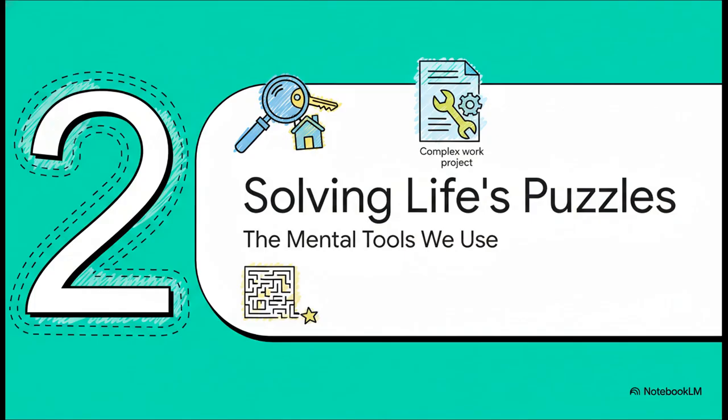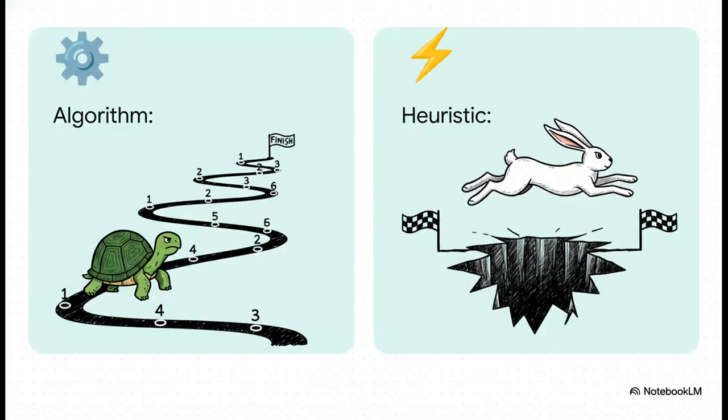Okay, so we've got a sense of how our minds organize information. Now let's talk about how we use that information to solve problems. Everything from finding your lost keys to figuring out a really tricky project at work. So, when you're facing a problem, you've basically got 2 main tools in your mental toolbox. First up is the algorithm. This is the slow, careful, step-by-step method that absolutely guarantees you'll find the right answer, eventually.